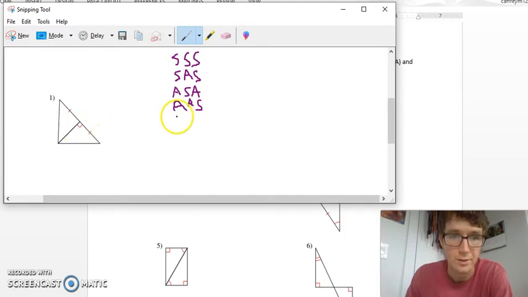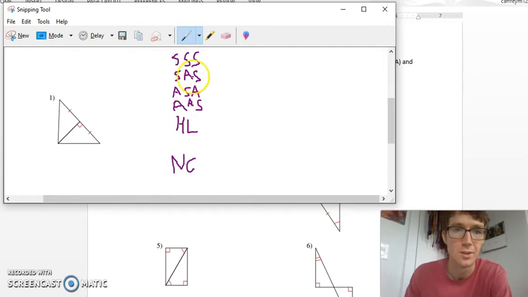And then for this one, we want to keep in mind that HL is an option because they're all right triangles. And I always put HL just in case anyway, but oftentimes it gets eliminated. This time it won't. And then we have the option that it is not congruent. So all of these will say that the triangles are congruent. This will show that the triangles are not congruent. So basically we're comparing these 2 triangles, and let's see what we can come up with here.